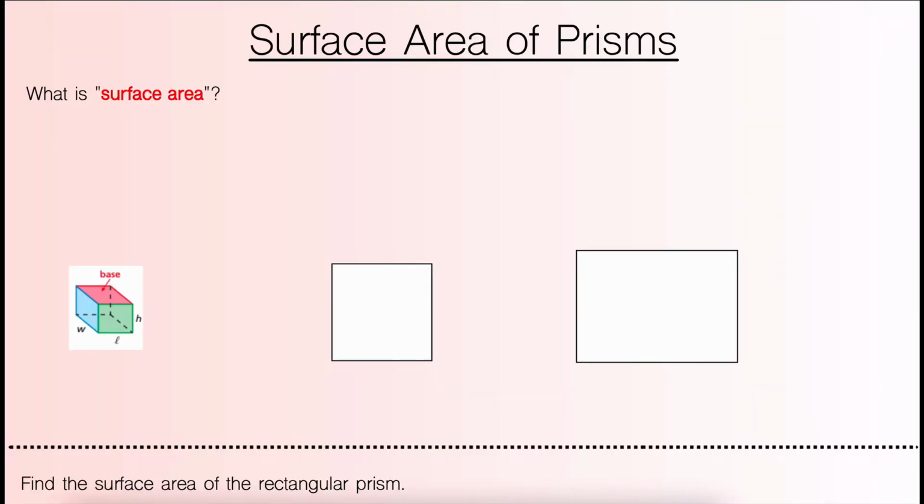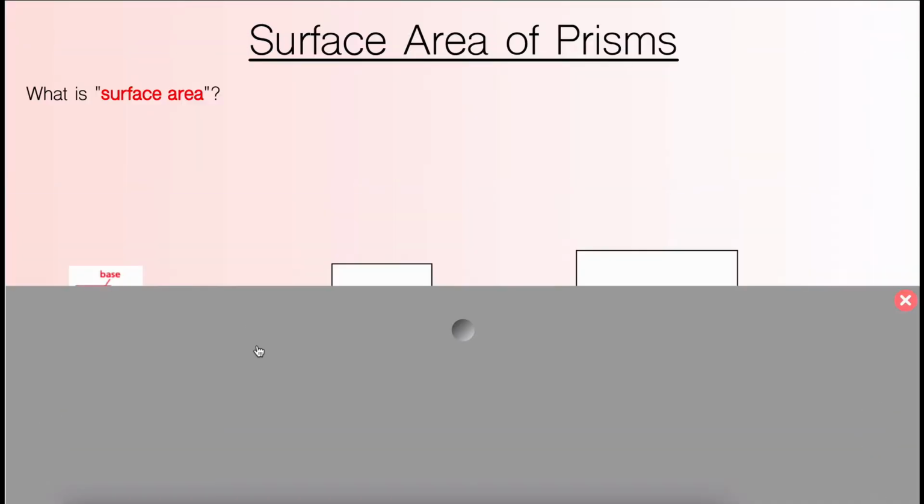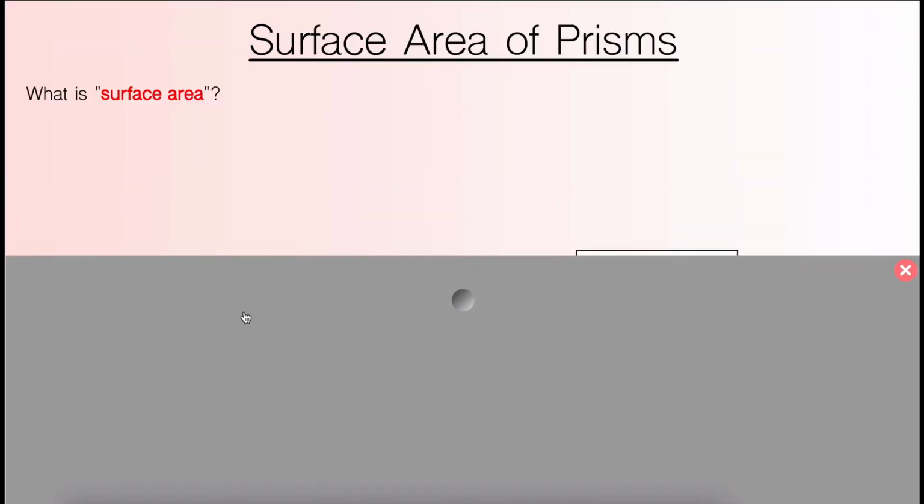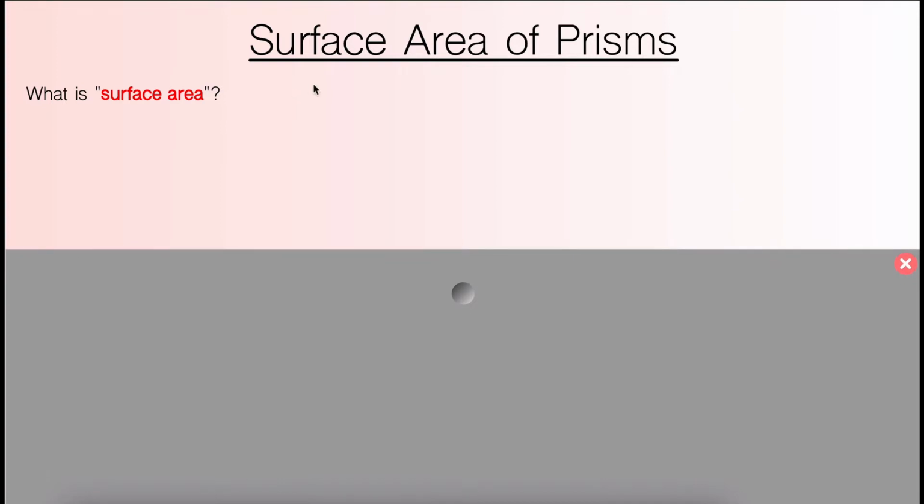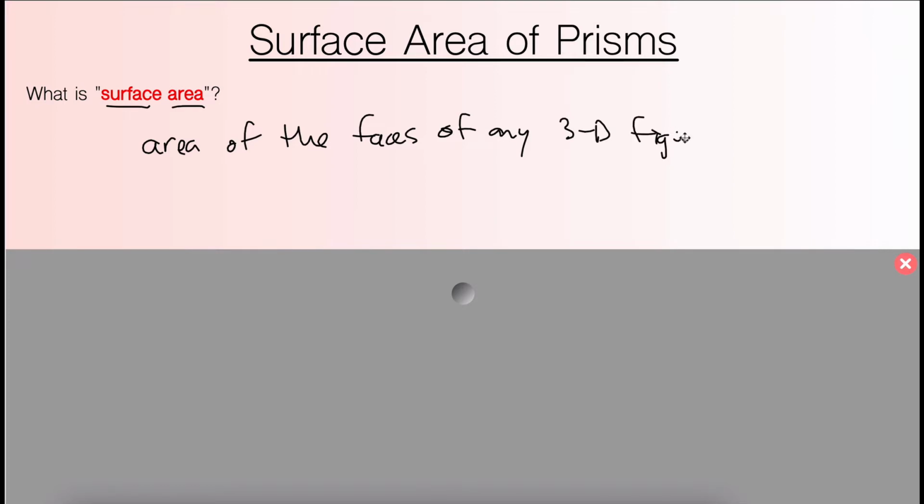Today, we're going to be talking about surface area, specifically the surface area of prisms. So first off, what is surface area? You could probably figure it out just by looking at the words. Surface area is the area of the faces of any three-dimensional figure. So you take a 3D figure, and we will be specifically looking at prisms and pyramids in this chapter.